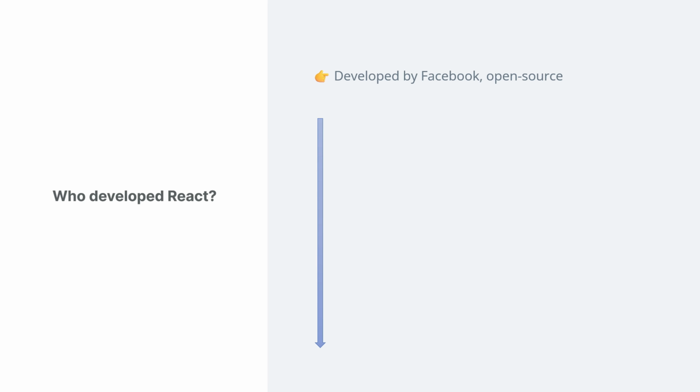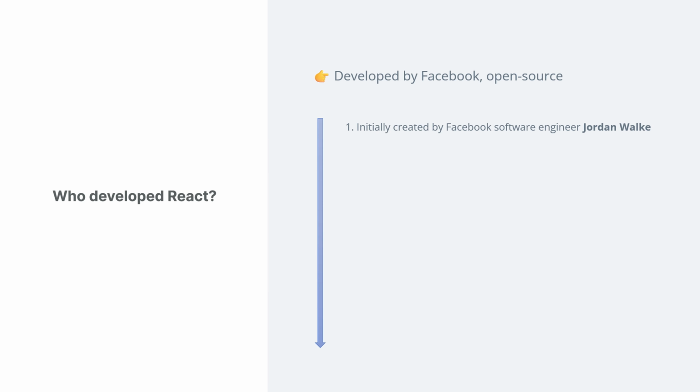Next, let's discuss who developed React. React is developed by Facebook, now known as Meta, and it is open source. Let me give you a brief overview of its development history. React was initially created by Facebook software engineer Jordan Walke.